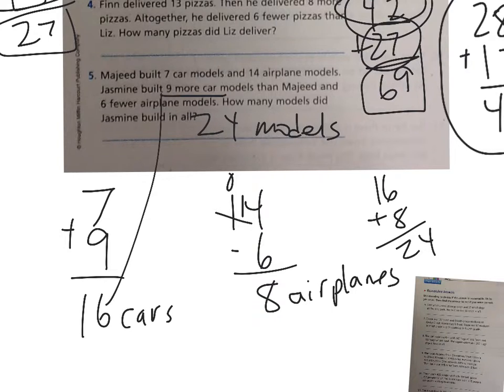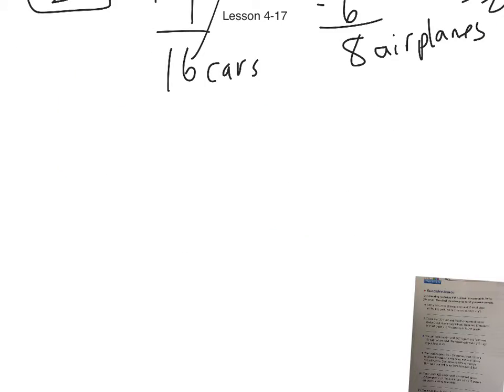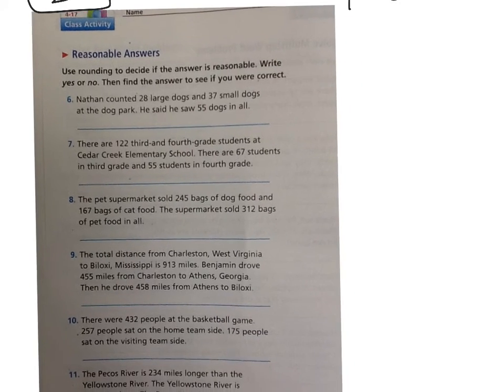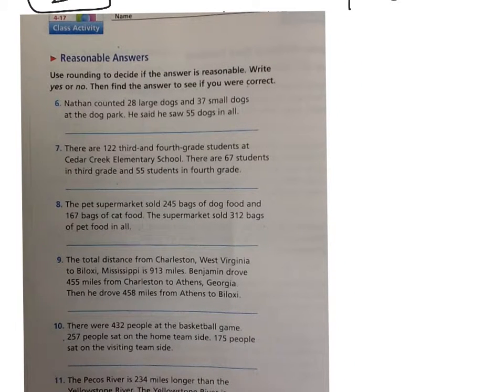So let's get all this out of the way. I'm going to start working on the next page. And I don't want to sit up here for 15 minutes and talk to you. But this is going to include, hopefully, more than just multi-step, because it says use rounding to decide if the answer is reasonable. Write yes or no. Then find the answer to see if you are correct.